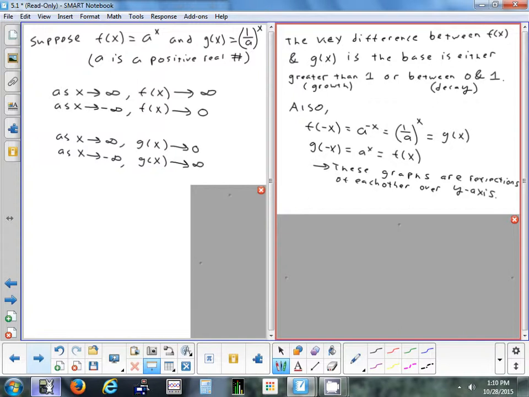Right, so anytime you have a function, if you change your x to a negative and you get a different function, that's the mirror image of it over the y-axis. So that's an easy way if you want the mirror image of a function. Change all your x's to negatives.